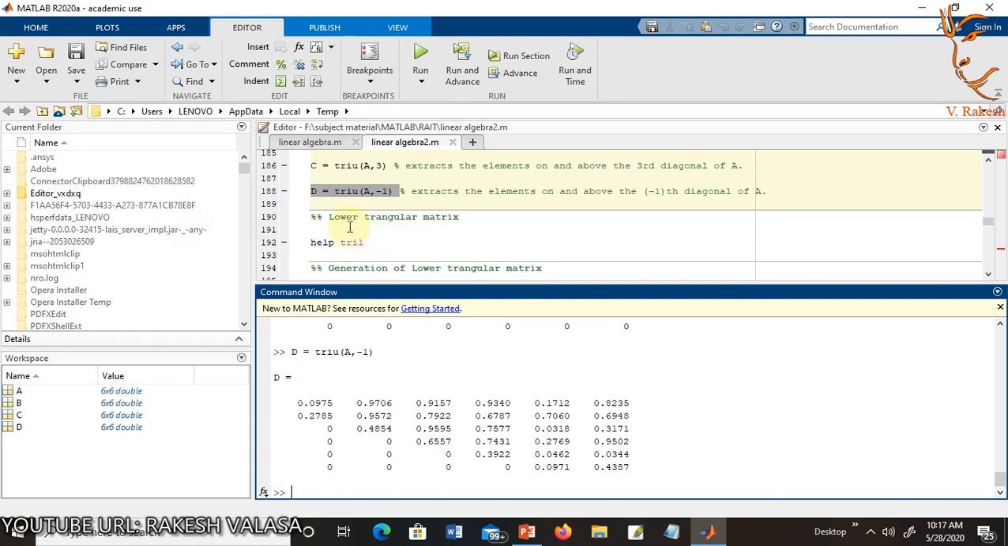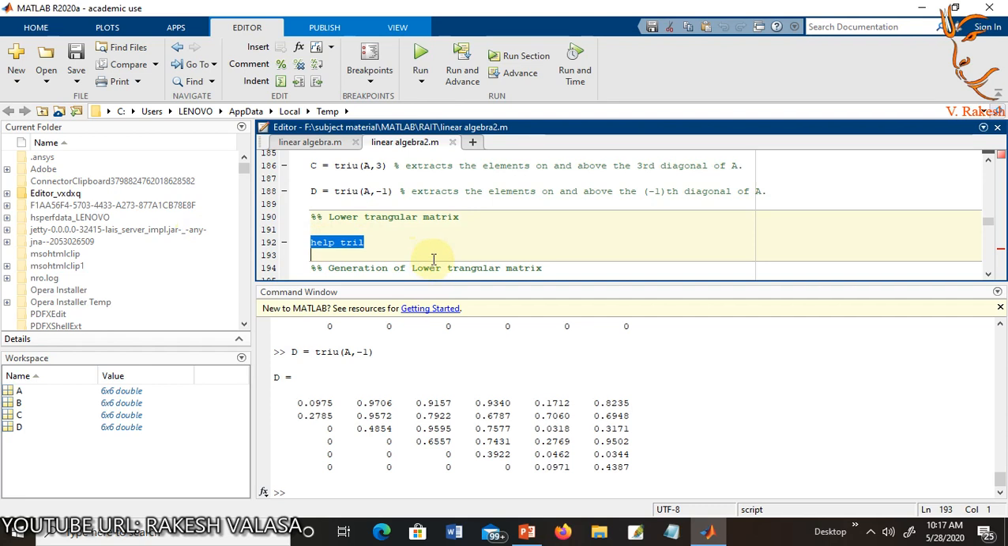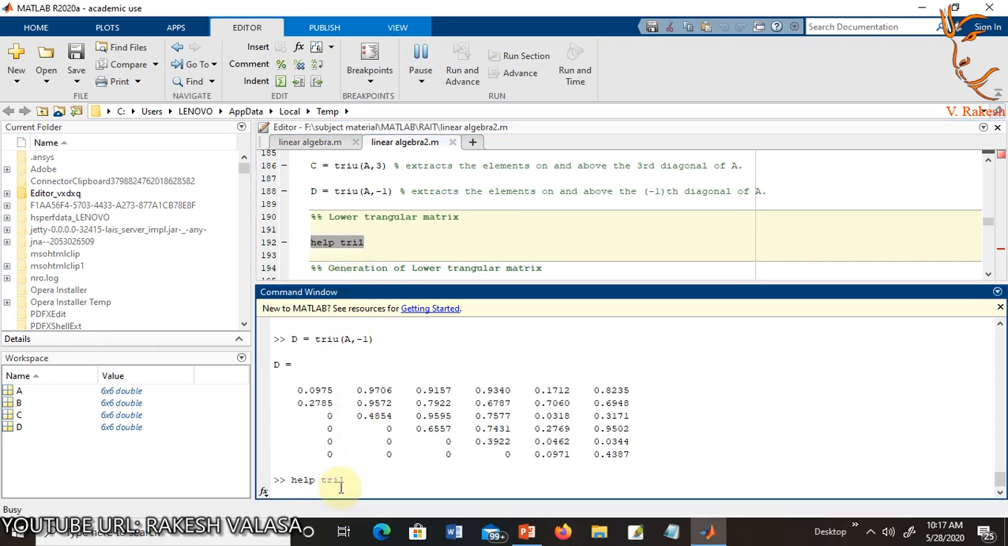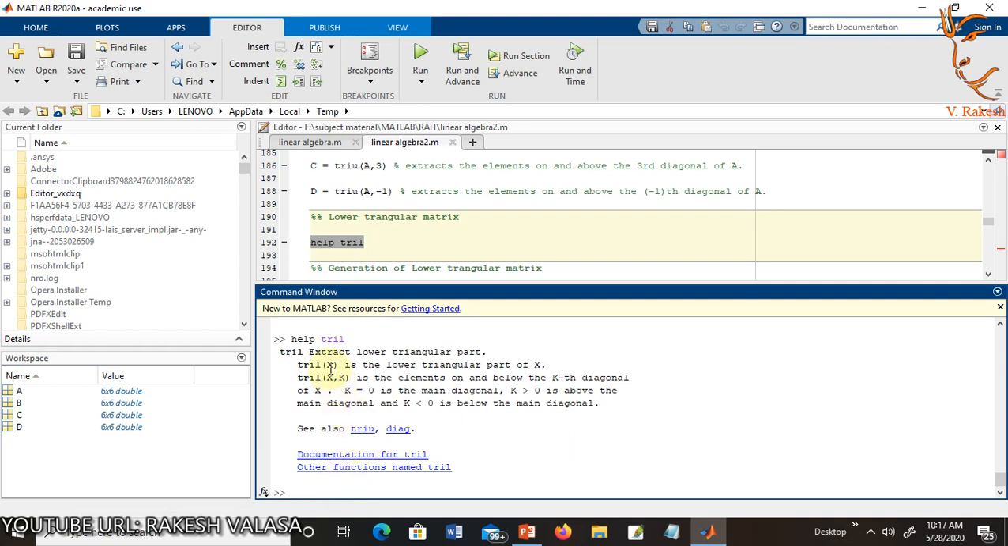Next one is lower triangular matrix. If you want clear details about lower triangle matrix, now type help space tril in command window. It displays the clear details about lower triangle part. tril means extract lower triangle part. tril of X is the lower triangular part of X. tril of X comma K is the elements on and below the Kth diagonal. Let us see the examples.